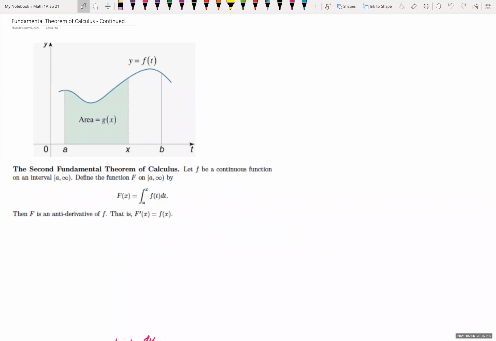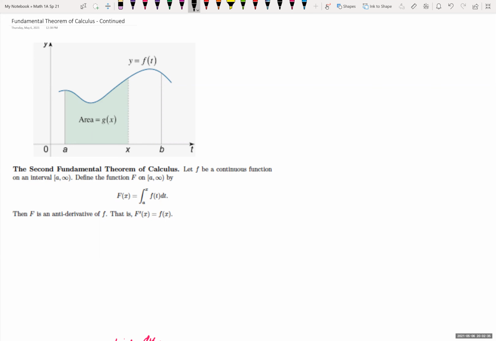So yesterday we were looking at the fundamental theorem of calculus, and we talked about two different parts of the fundamental theorem of calculus. And we looked at one part which helped us solve definite integrals without going through the method of using summations of rectangles.